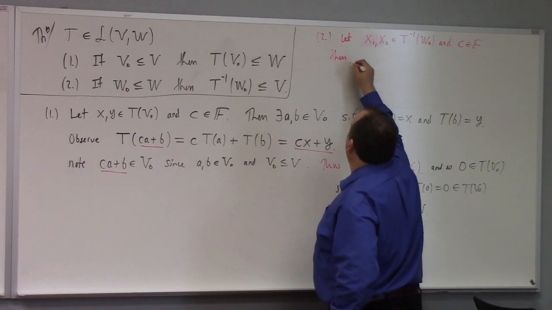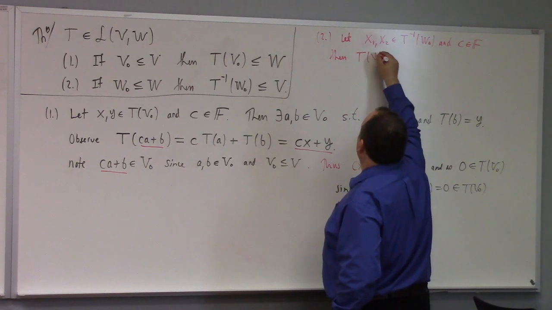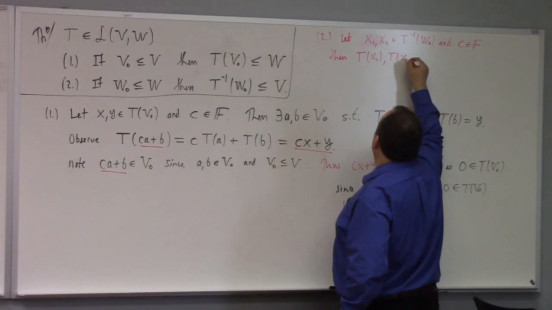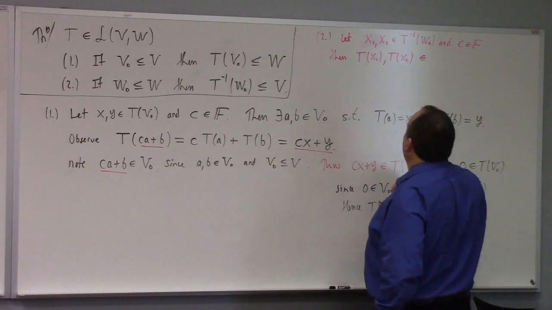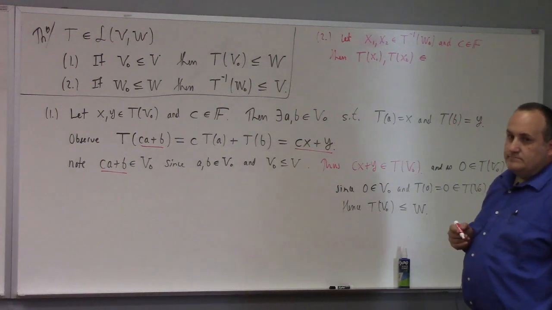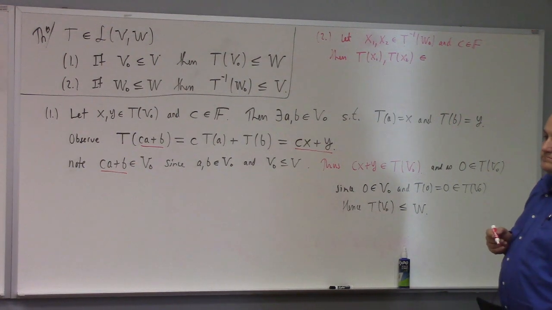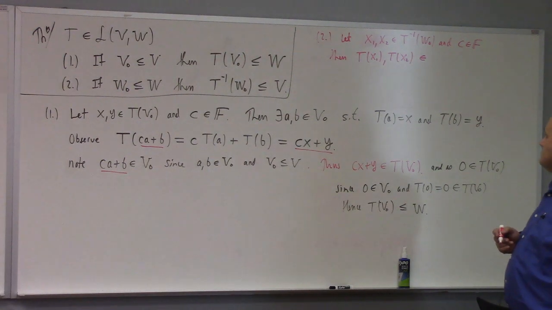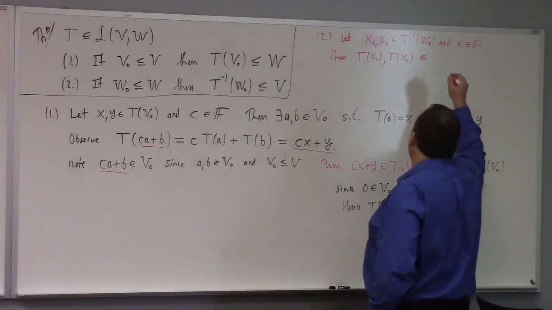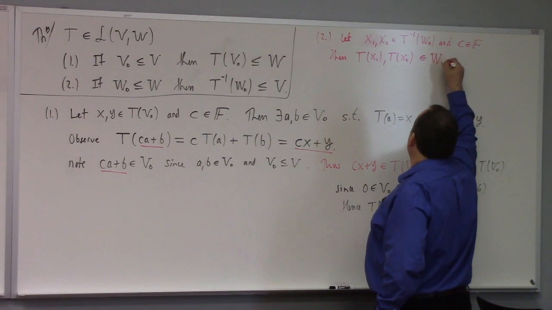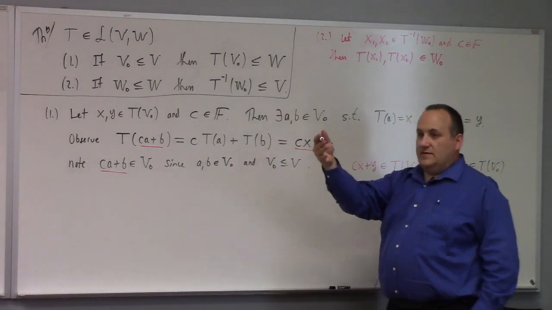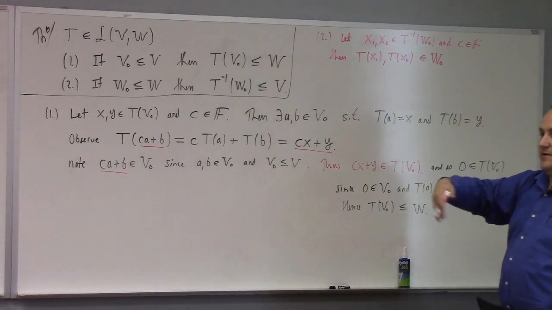Then what that means is that T of x1 and T of x2 are where? We're in part 2. These are in W naught. So the inverse image of W naught is all things in the domain which map into W naught.